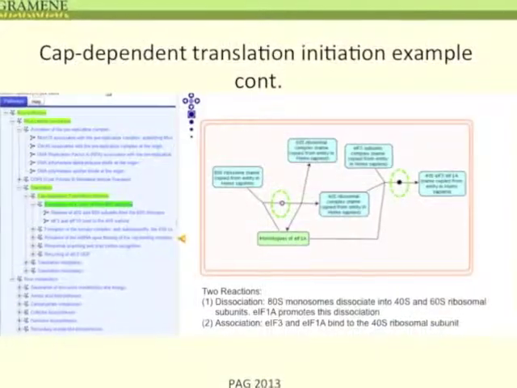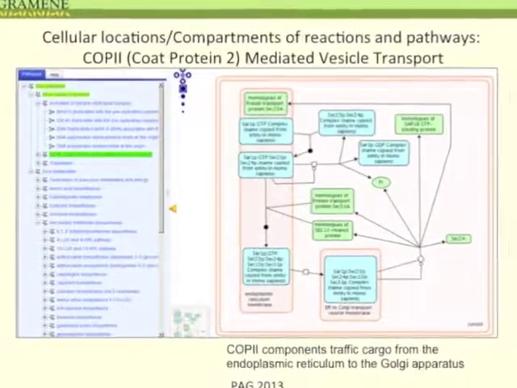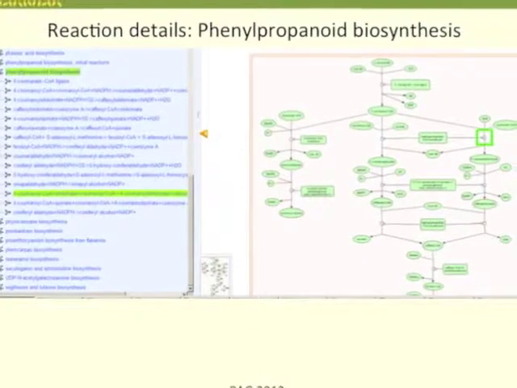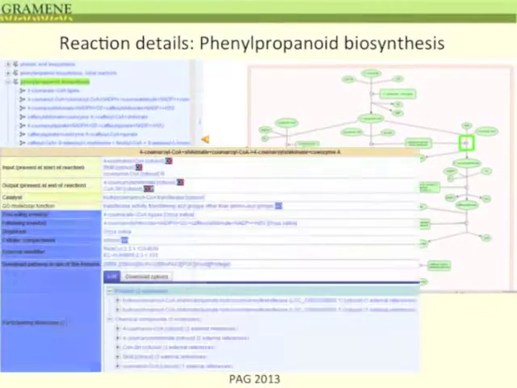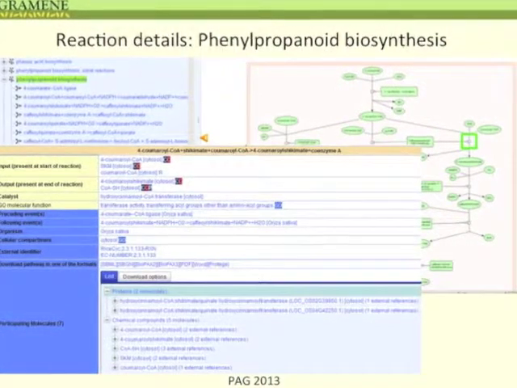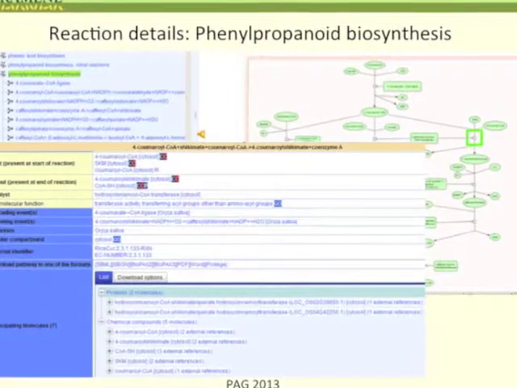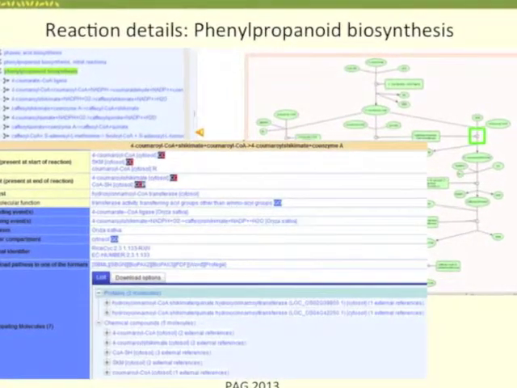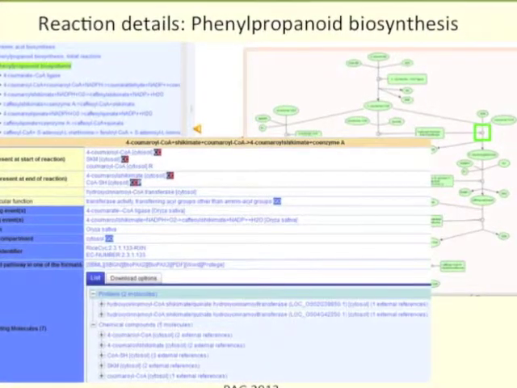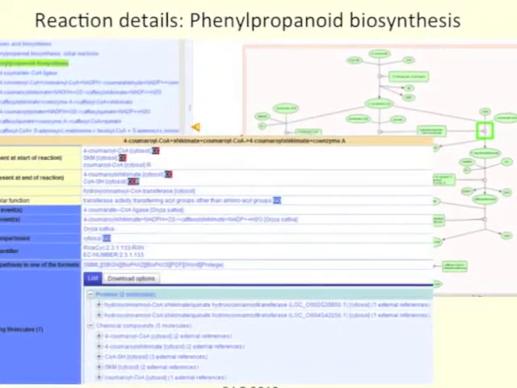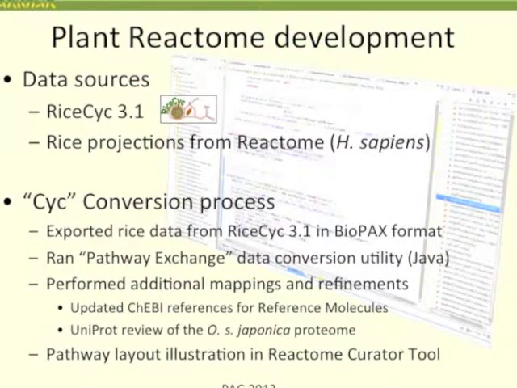COPII-mediated vesicle transport is an example of a more complex pathway involving multiple cellular locations, reaction types, and participants. If you select a specific reaction on a pathway, such as this phenylpropanoid biosynthesis pathway diagram, you have access to details about that reaction, the inputs, outputs, catalysts, molecular functions, and the organism that the pathway belongs to, along with a list of participating molecules.